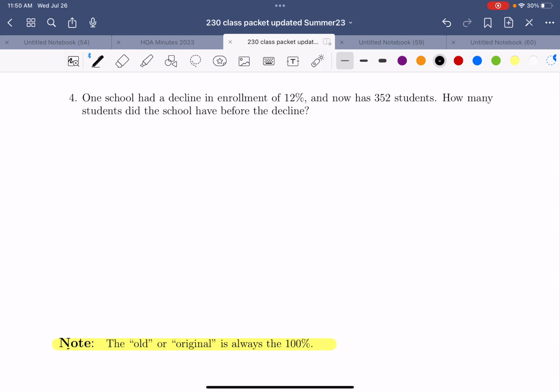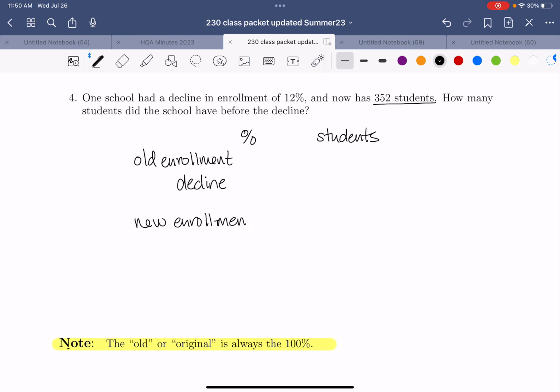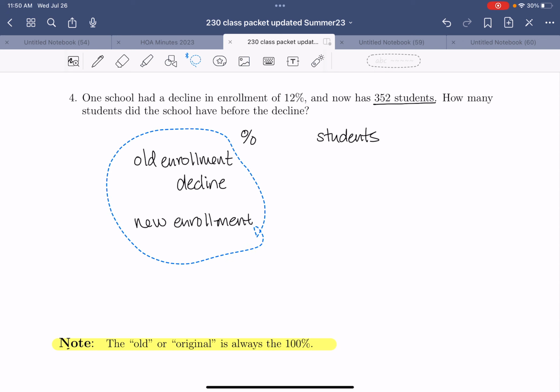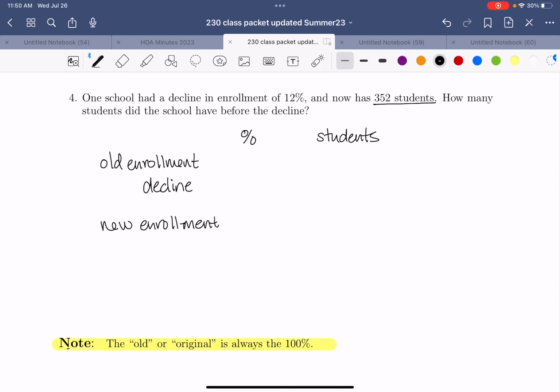One school had a decline in enrollment of 12% and now has 352 students. How many students did the school have before the decline? So we're going to go percent. And the label on my number is students. So that's what I'm going to put here as my label. And then let's see. There was a decline, so a decrease in students. So old enrollment and new enrollment. Old and new is almost always fine in terms of labels for these types of problems. And we know without even looking at the problem that our old is going to be our 100%.